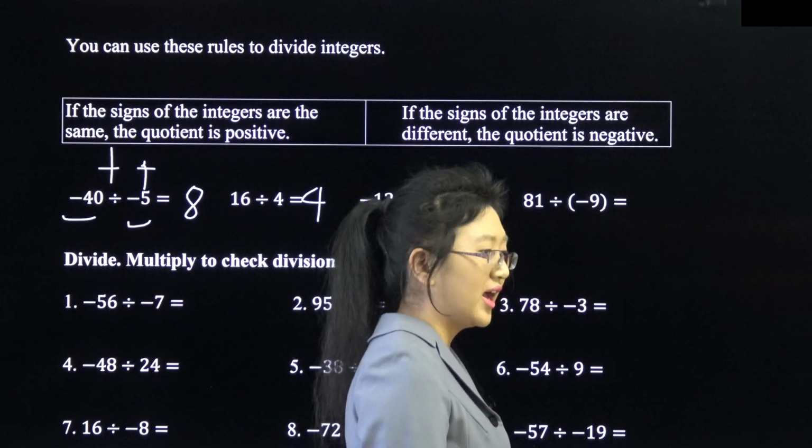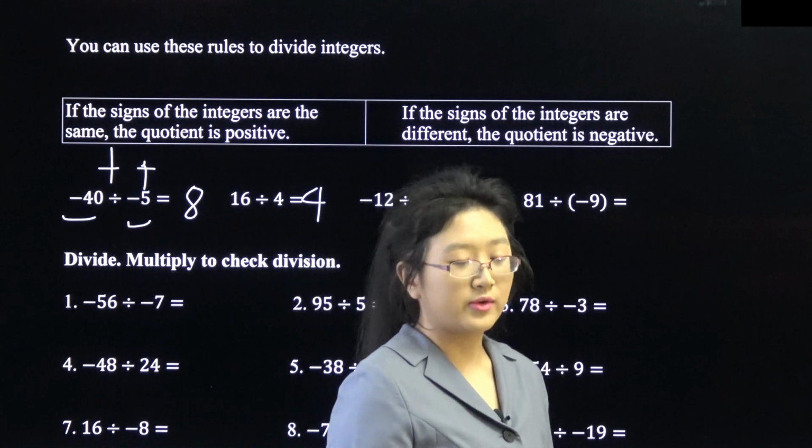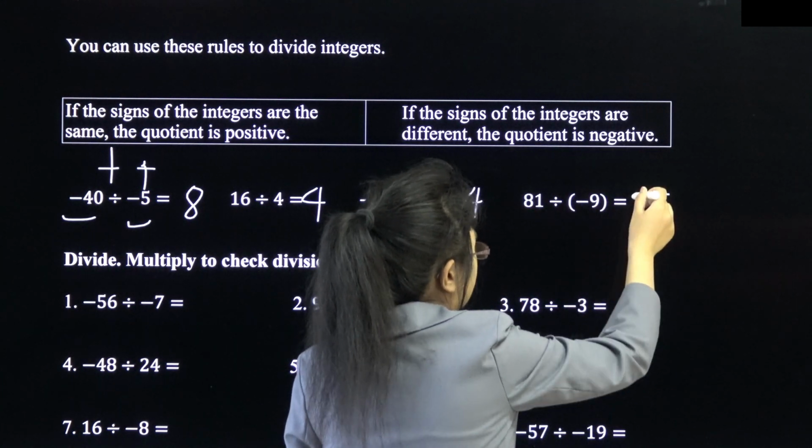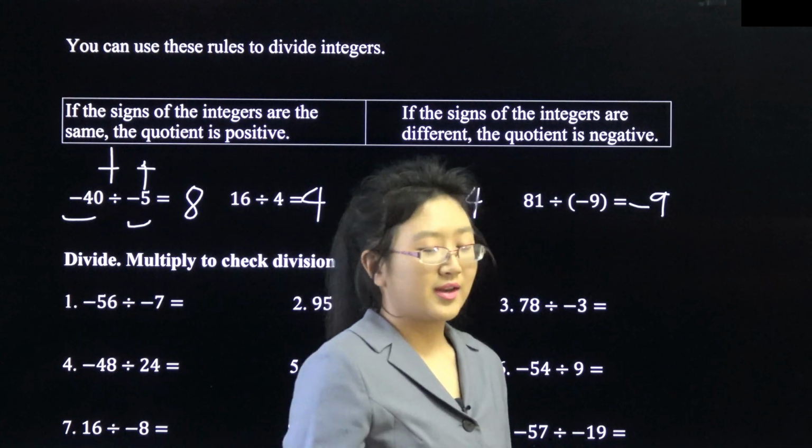81 divided by negative 9. 81 divided by 9 equals 9, but one's negative, one's positive, so the signs are different, so it's a negative 9.